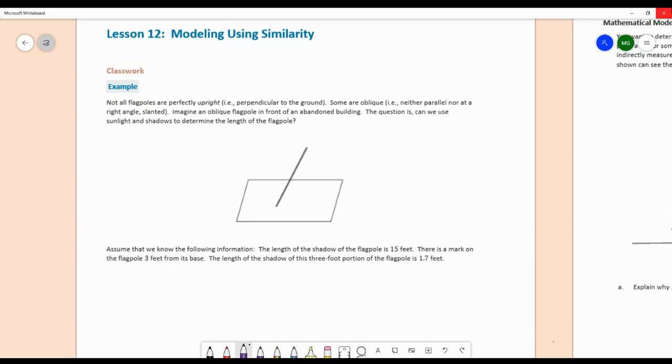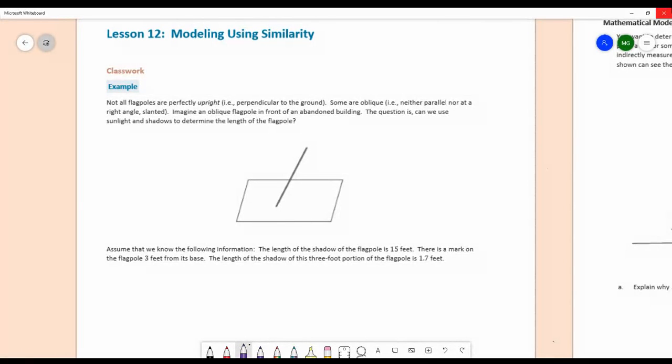It says, not all flagpoles are perfectly upright, perpendicular to the ground. Remember, perpendicular is 90 degrees. So even though we want many of them to be straight up, some of them are at an angle. So some are what's called oblique in the math world, neither parallel nor at a right angle. So it's slanted. Imagine an oblique flagpole in front of an abandoned building. The question is, can we use sunlight and shadows to determine the length of that flagpole?